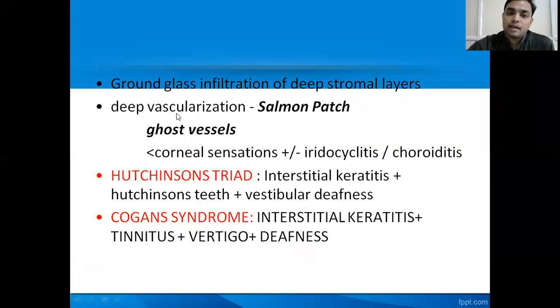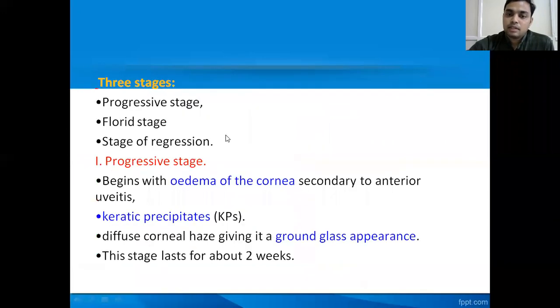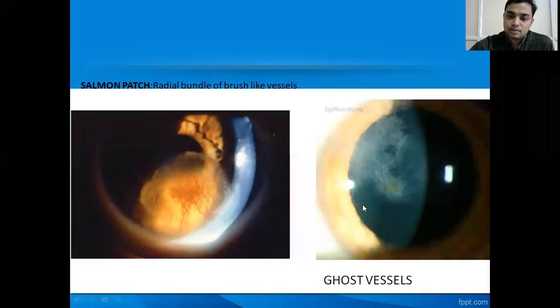Again, after resolution of the infiltration, these vessels appear as ghost vessels. This is the final stage of interstitial keratitis, where the inflammation and infiltration are reduced, and the vessels lack blood and appear as ghost vessels. This is a picture showing ghost vessels.